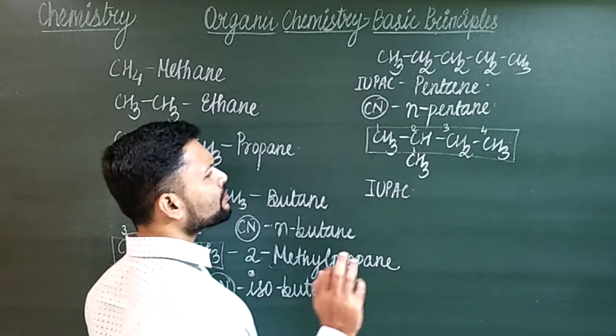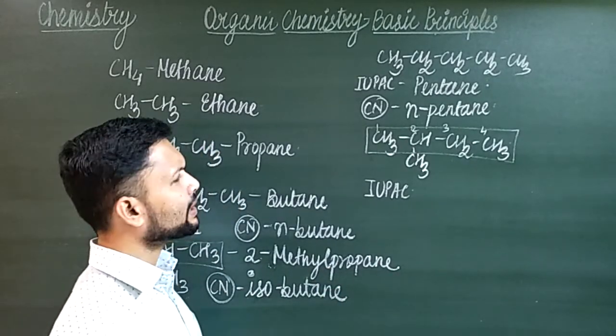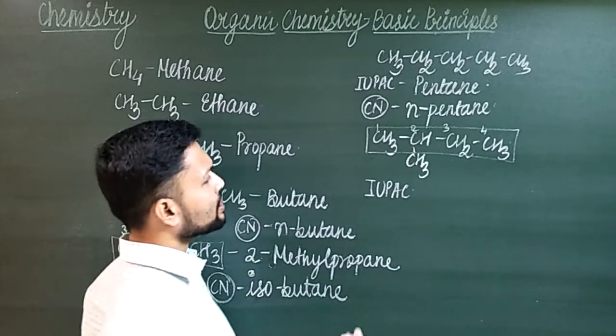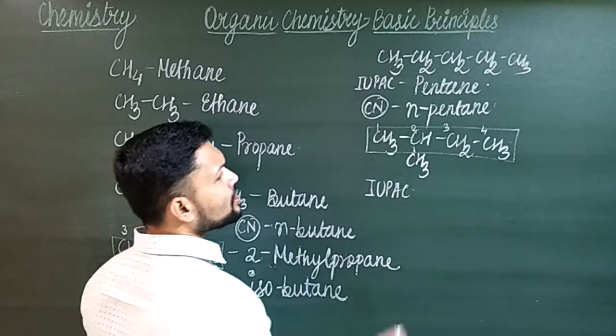Okay, so use a simple funda: where the branching starts at the lowest number, that should be the side of the longest chain. From this side it is at 3, from this side at 2, so go from this side. Okay, so what will be the name of this?